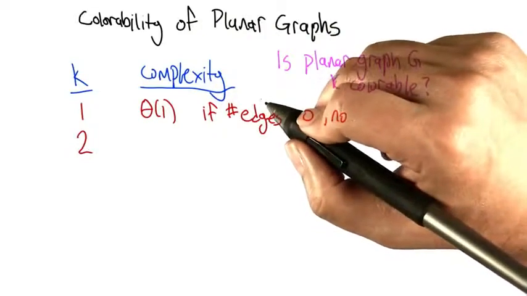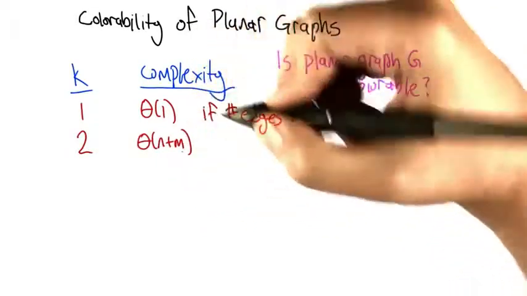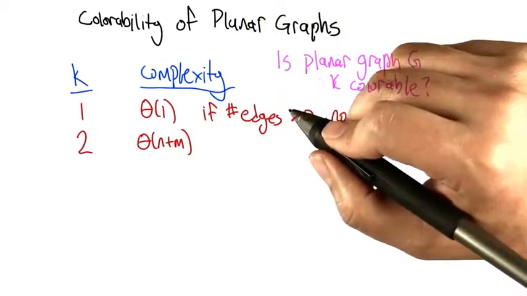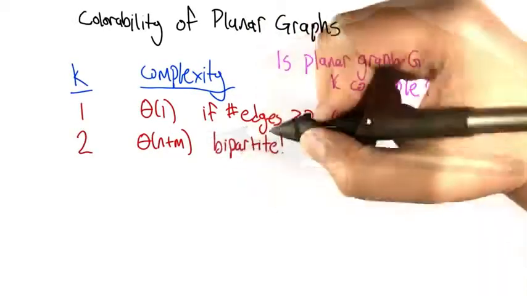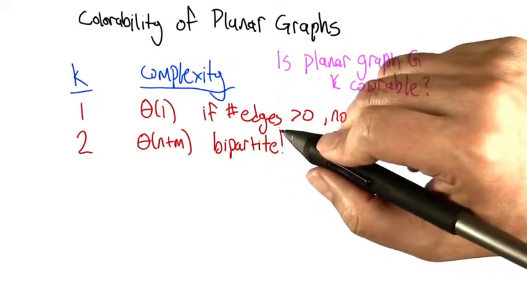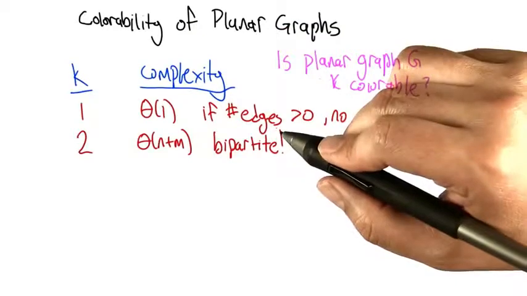We want to know, is this graph 2 colorable? Well, you know this one already, because 2 colorability is exactly the same as testing whether the graph is bipartite. And in a previous unit, you showed that that could be solved with depth-first search, and therefore runs in big theta of n plus m.